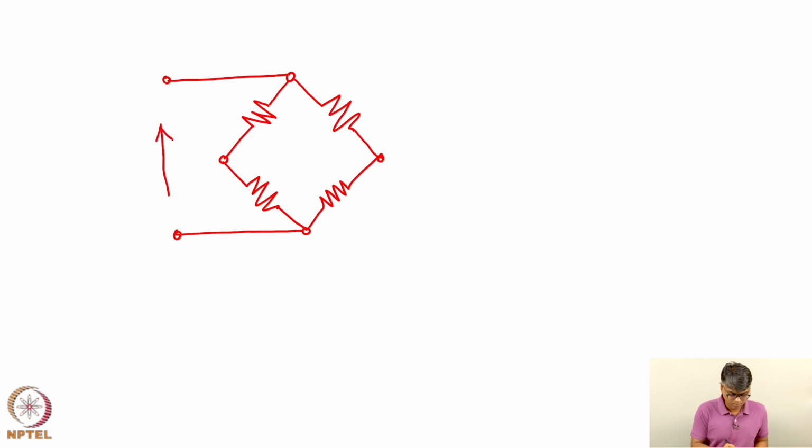Okay, so this is a bridge circuit. This is the voltage at the terminal. This is the current. Okay, this is resistance number 1. This is resistance number 2. This is resistance number 3. This is resistance number 4.